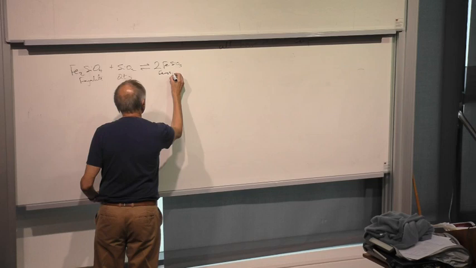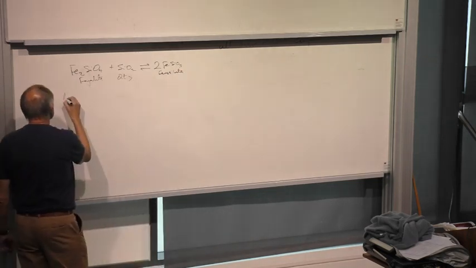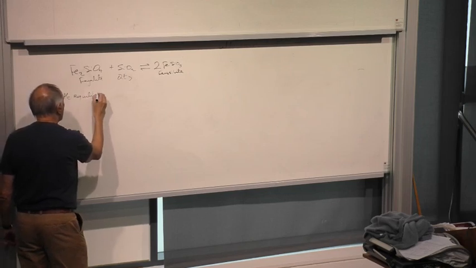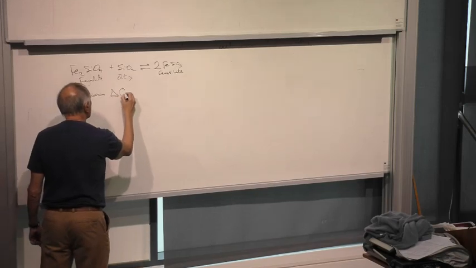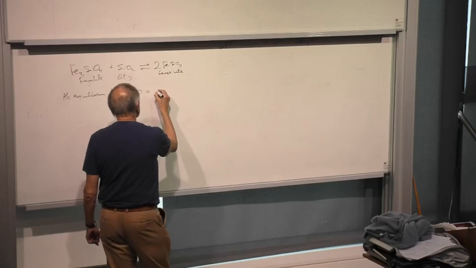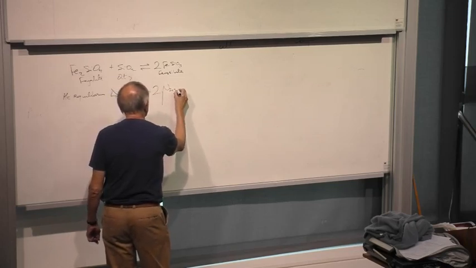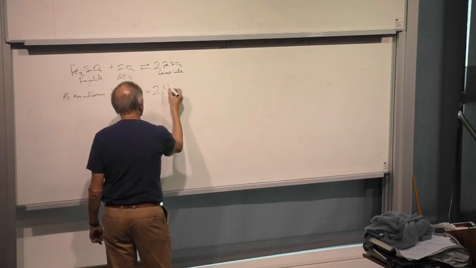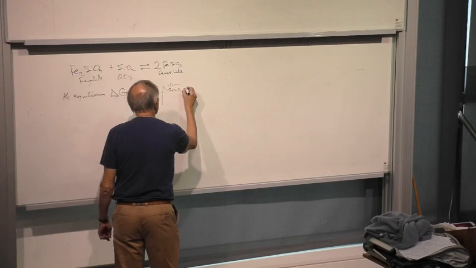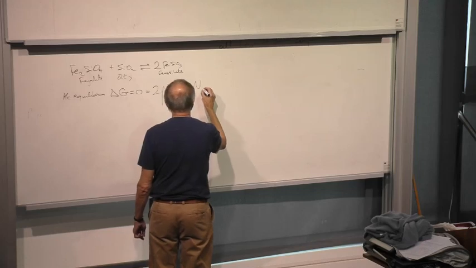And we showed that the condition of equilibrium is that the free energy change is zero, and that equals the chemical potentials of the product components, times 2 because there are 2 moles in the reaction, minus the chemical potentials of the reactant components.